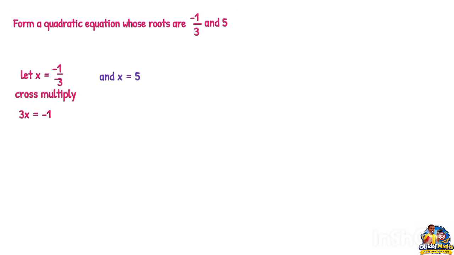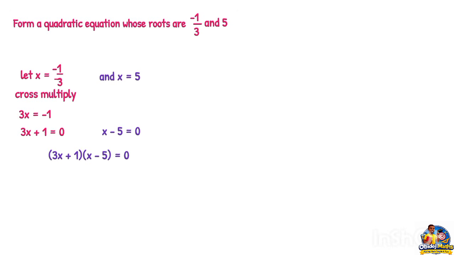Then move minus 1 to the other side. That will be 3x plus 1 equals 0. Then the second one, move 5 to the other side. We have x minus 5 equals 0. So 3x plus 1 and x minus 5. Put them inside the brackets. Then after that, expand them.